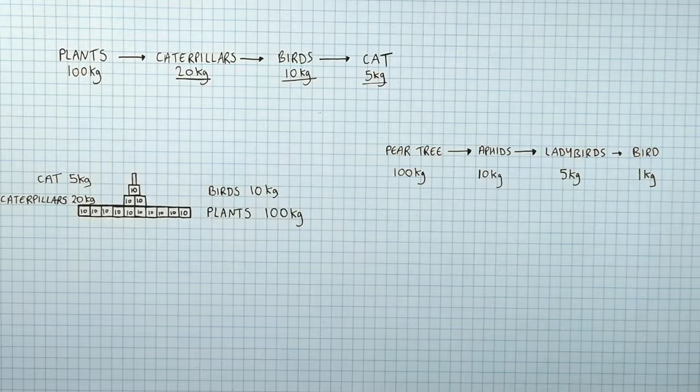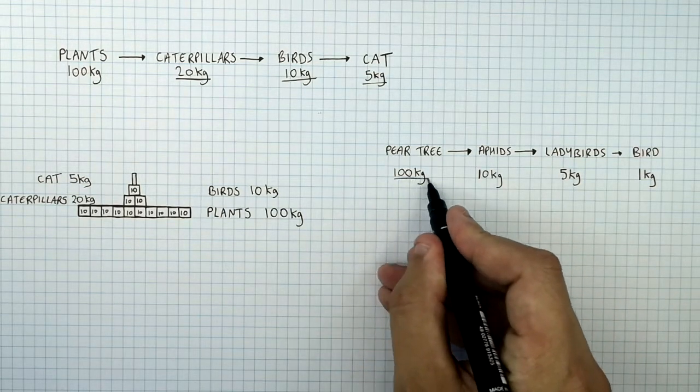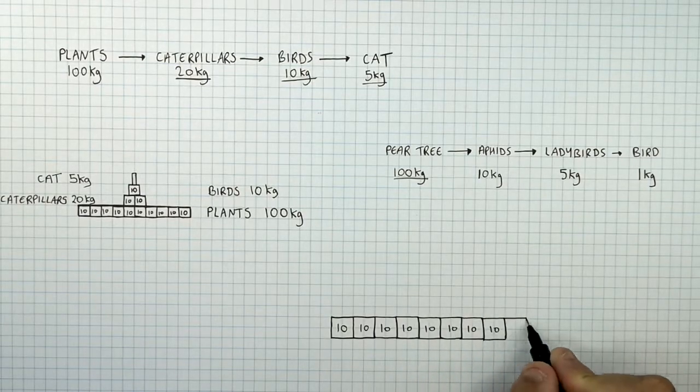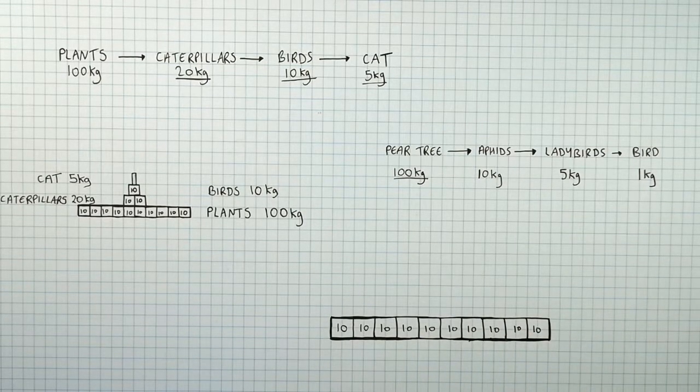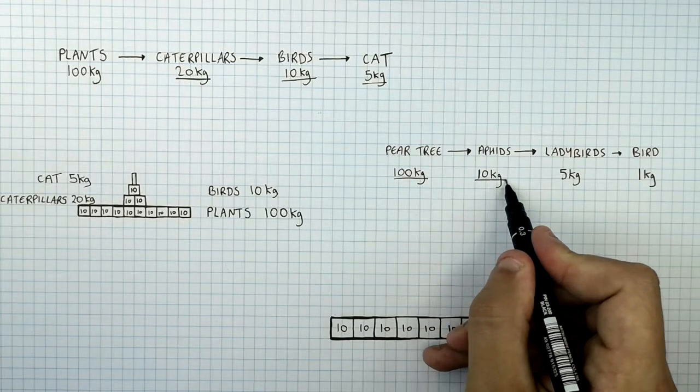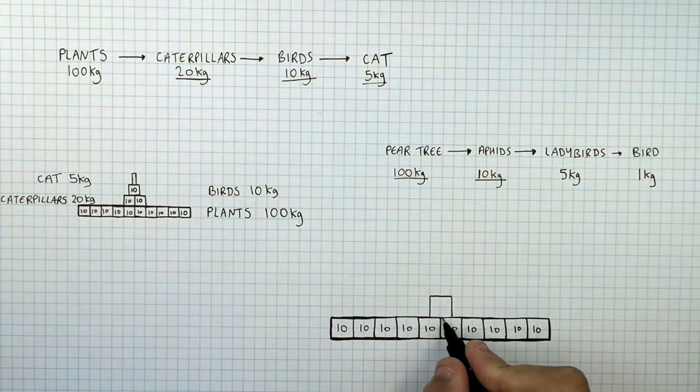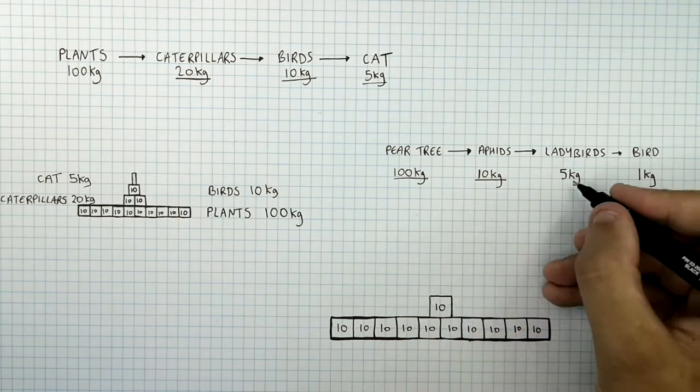So because there is 100 kilograms of biomass in the pear tree, you need 10 boxes of 10 kilograms of biomass. So there's an energy transfer of 100 kilograms of pear tree to 10 kilograms of aphid. So you need 1 box of 10 kilograms on the pyramid of biomass for the aphids.